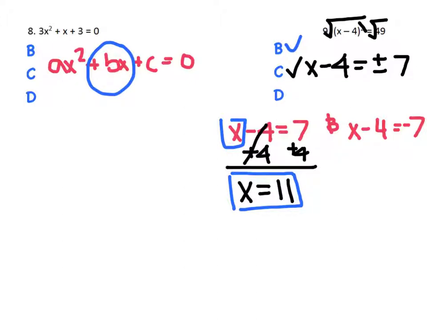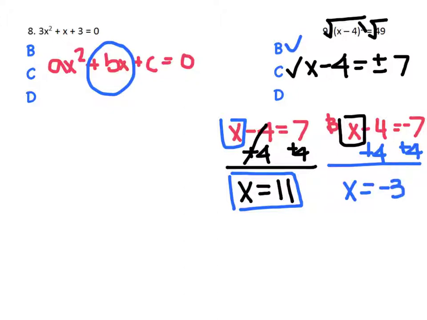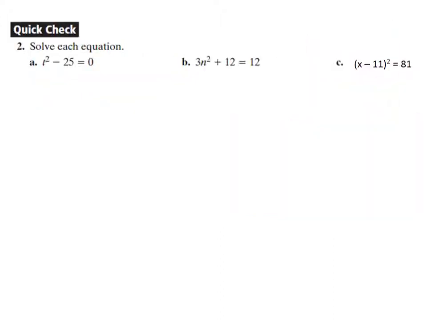Next one, same concept. First I box my variable. I would add 4 to both sides, and we get that x equals negative 3. So there's our two solutions for that problem. I want you guys to try this on your own. So you might want to pause the video, try it on your own. I will go ahead and work them out so that way you can check to see if you did it right. Just be honest, make sure you guys actually do take the time and try to do this on your own, okay?